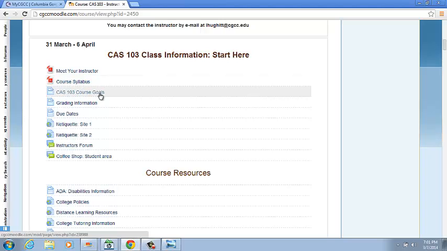The course goals, that's for the course. Those are listed out of the college list. Some of the unit goals will be slightly different. Grading information. Due dates, basically everything is due Saturday night at midnight.